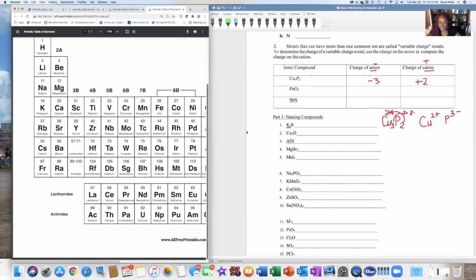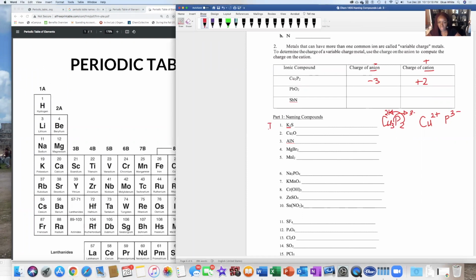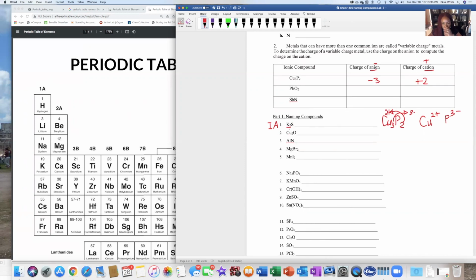Being that it is a metal and it's in 1A, potassium will be an ionic A compound. I'm going to write here ionic A. If it's a metal, the compound is going to be ionic. If it's a group A metal, whether 1A, 2A, or 3A, the compound will be named in ionic A format. And then let me go identify all the ionic A's.